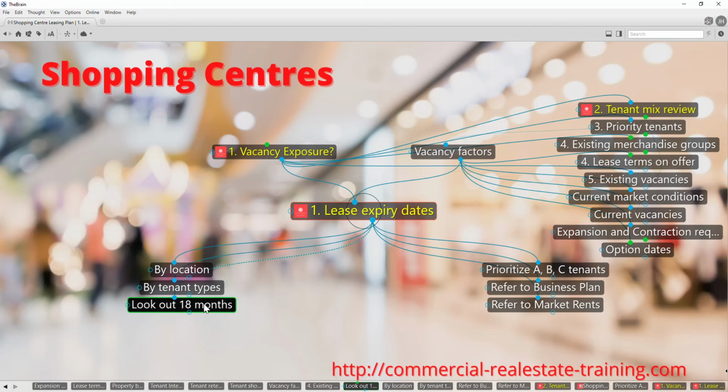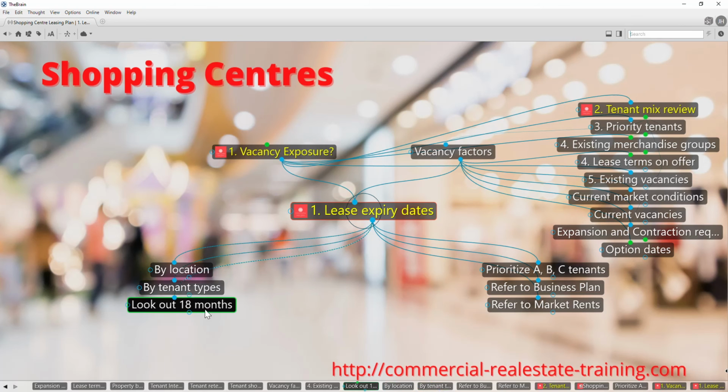Now when you do that, look out 18 months. By looking out 18 months, you can actually understand where the threats are in the coming period of time. And of course, you can do things with that. So that's the three stages you look at first: by location, by tenant types, by 18 months out. Once you've done that, then you go here. You prioritize your tenants, A, B, and C, for the threats that they present to the property itself. Obviously, the A-class tenants are a real problem because you don't want to lose them. B-class, you wouldn't want to lose them as well. C, it doesn't really matter.